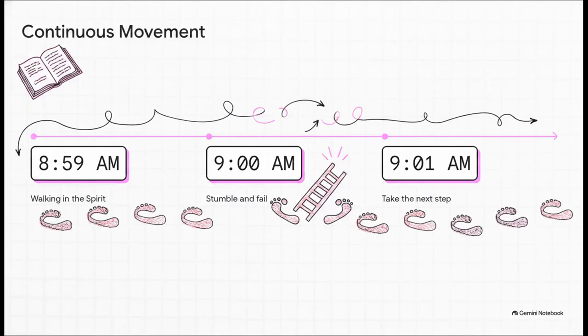This completely transforms your daily practice. Walking in the Spirit becomes a step-by-step, continuous movement. Let's say you're walking in the Spirit at 8:59 a.m., but you stumble and fail at 9 a.m. Well, that continuous eth grammar means you immediately take the next step in the Spirit at 9:01 a.m. It demands an ongoing relationship, not a perfect, unbroken record.